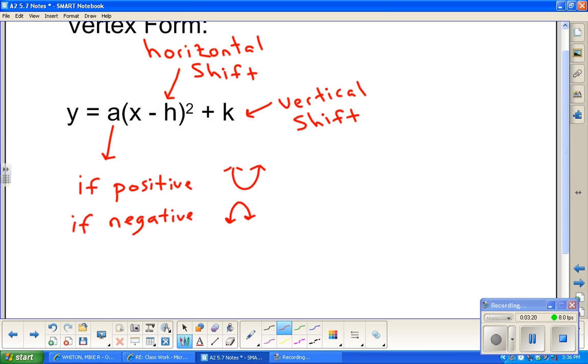Let's look at how we go back and forth. If you're given something in standard form, how do you change it? Why would you want to change it? And that kind of thing. So a couple of examples.